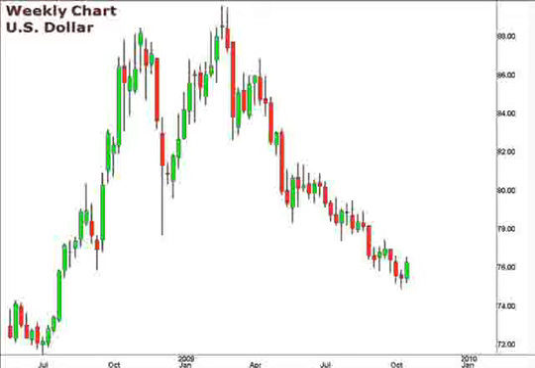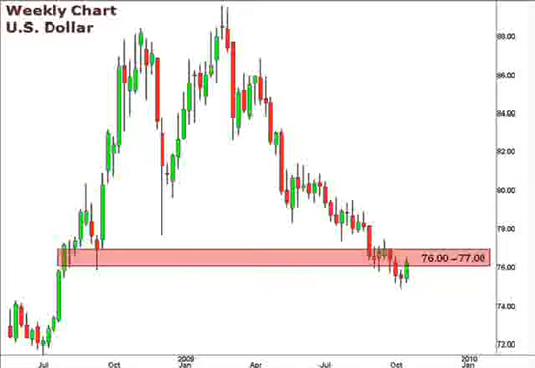Let's take a look at a weekly chart of our US dollar index. This is a great way to gain perspective as to how the US dollar has been trading against a basket of currencies. Well, that 75 focal zone that we identified last week as a possible level of support held. Our dollar index here snapped back into the 76, 77 focal zone.